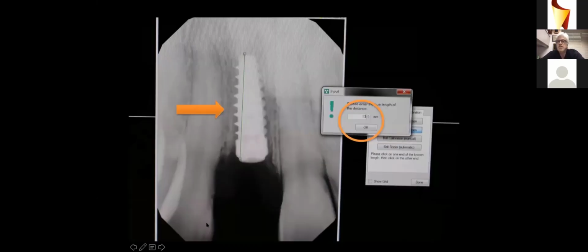So let's do some measurements. We're using our DEXA sensor with our ruler. Most digital x-ray systems have this ability. I can actually measure, eliminating foreshortening or elongation. This implant I know is 13 millimeters long.